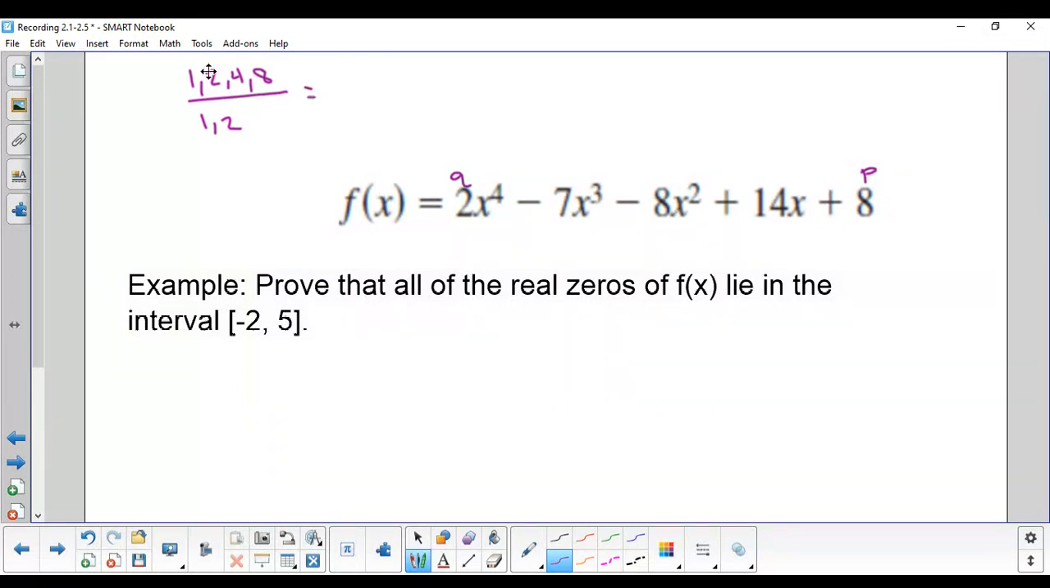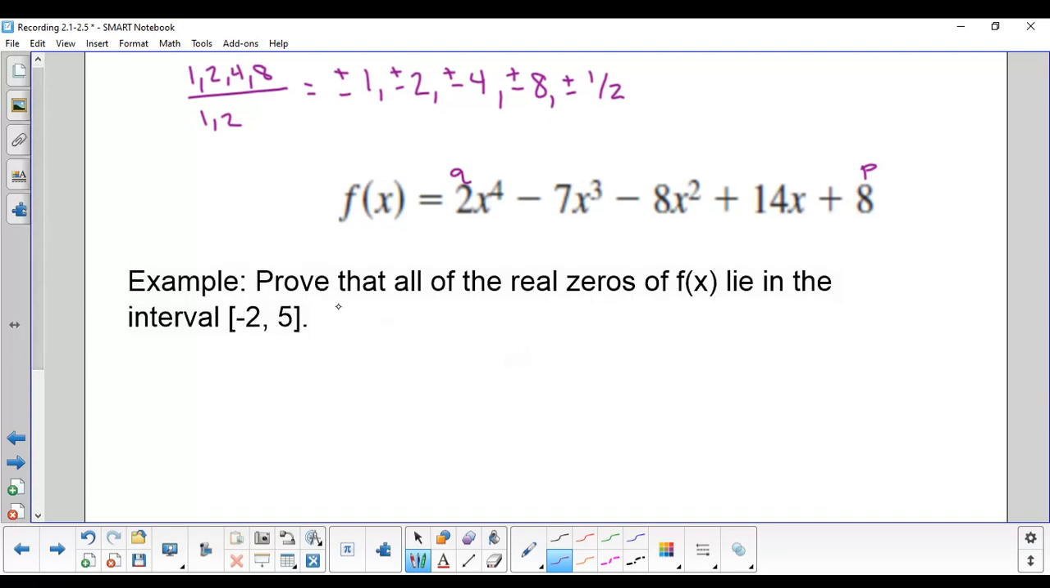So factors of 8, or all the different combinations that exist, would be plus or minus 1, plus or minus 2, plus or minus 4, plus or minus 8, plus or minus 1/2. That's 1 divided by 2. 2 divided by 2 is 1, already covered. 4 divided by 2 is 2, covered. 8 divided by 2 is 4, covered. So I would have to do synthetic division with potentially 2, 4, 6, 8, 10 different values. That's a lot.